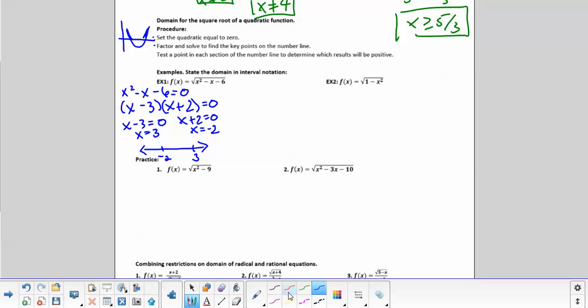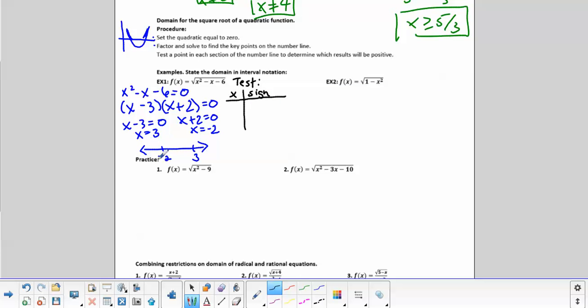Alright, so next, we're going to test points. So I need to test a point in each section of my number line. So that means 3 sections, I'm going to test 3 points. So here's my test over here. X is the input, and then I want to know the sign of my answer. I want to know if it's positive or negative.